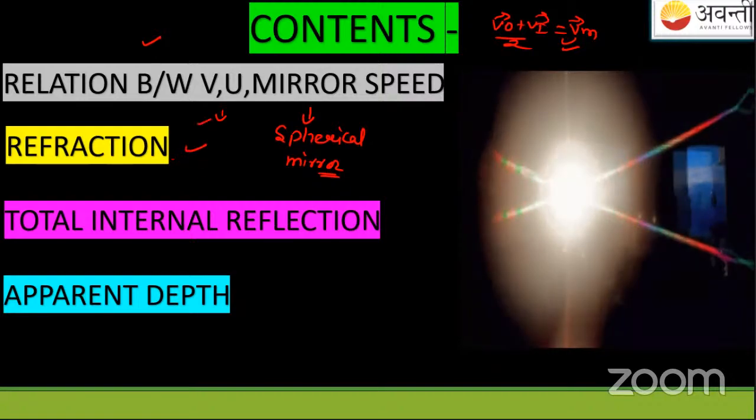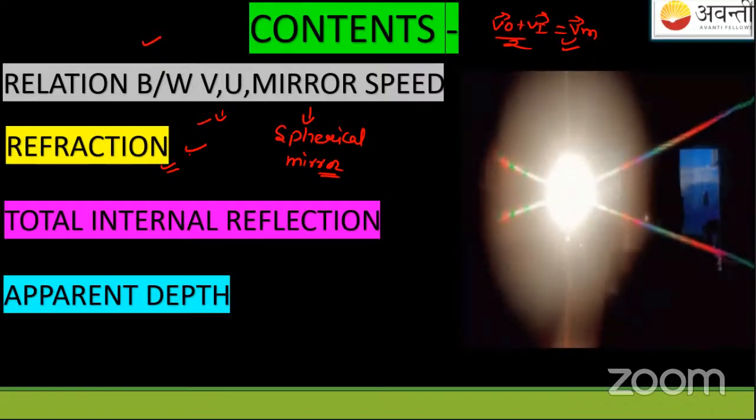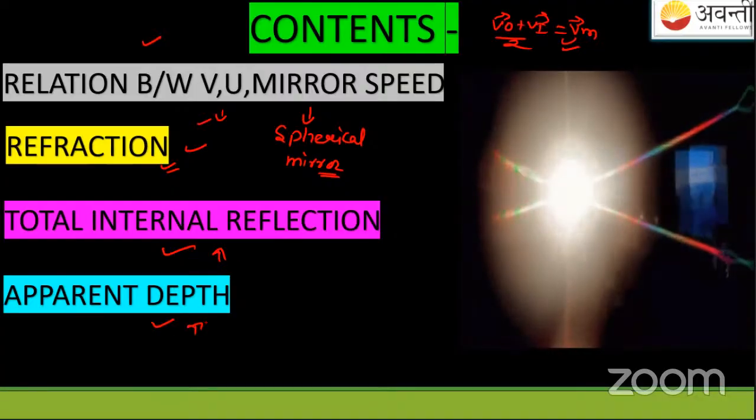So this is the relation between v, u, and mirror speed. We'll find this first. Then we'll go for refraction, which we've already seen in the previous class. Then total internal reflection. Today's main focus is this. Then apparent depth also, if we can complete. Got it? Yes or no? Please text in the chat box. Yes or no?